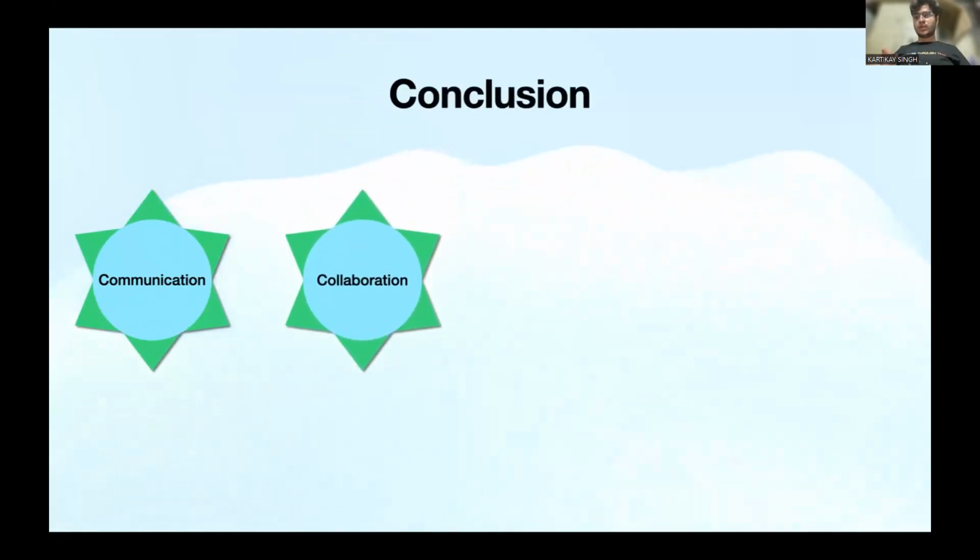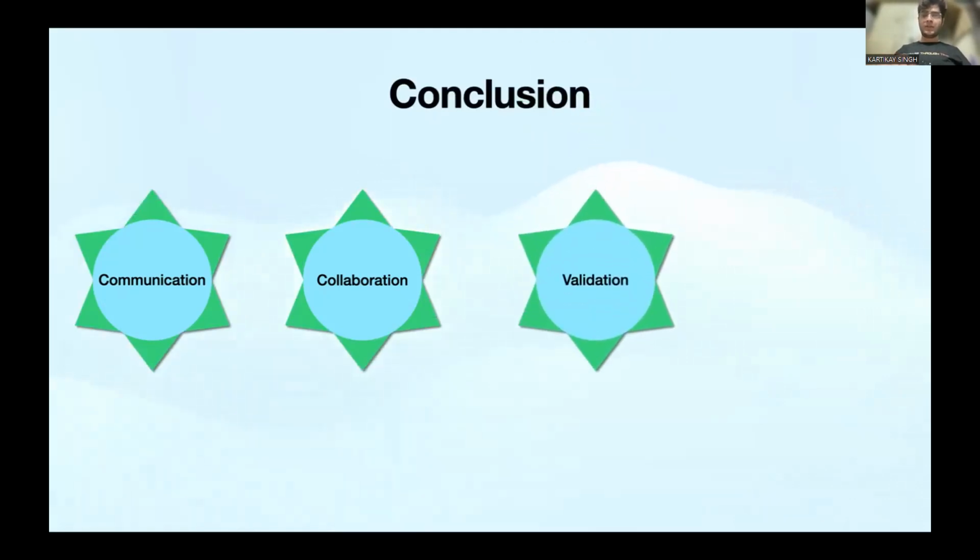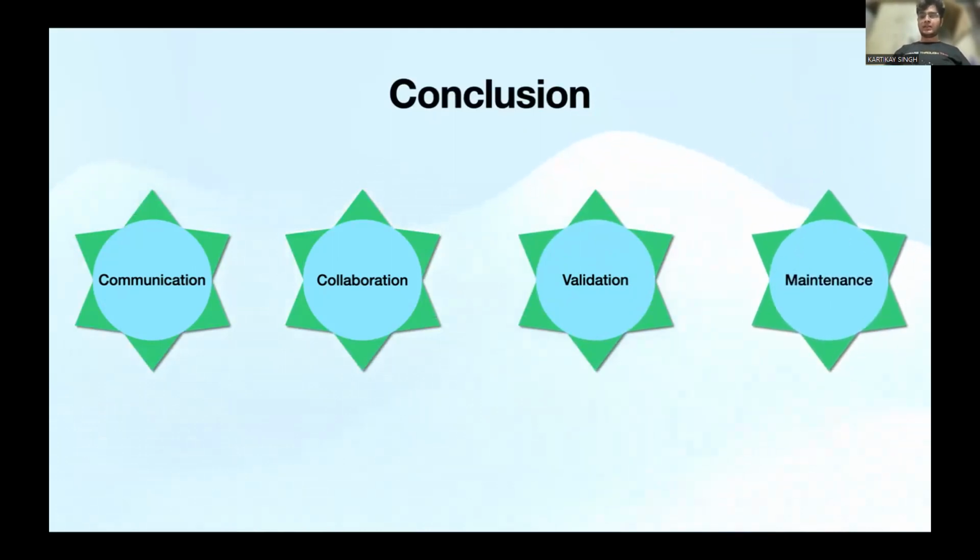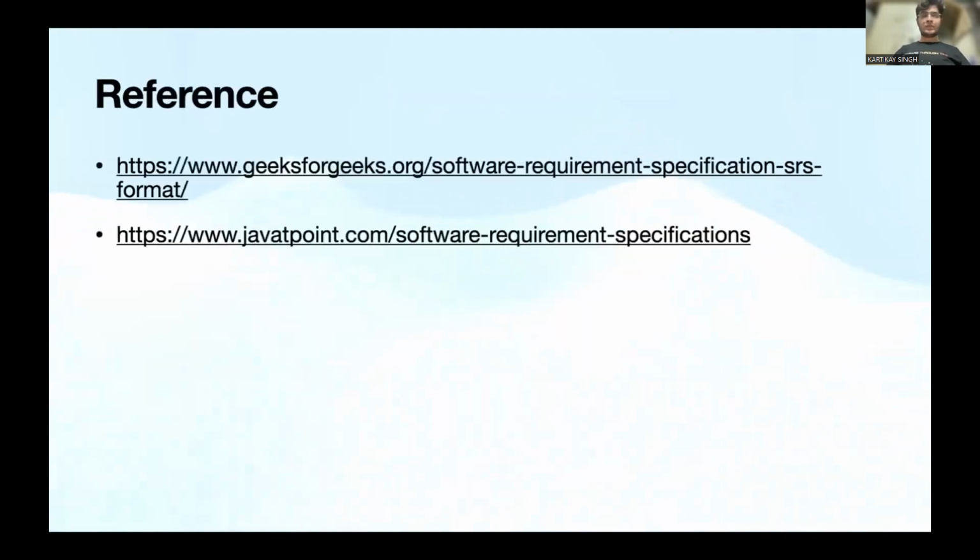Collaboration: maybe in a project there are many developers, and they have to collaborate somehow. So it is good to have a single document from which all the developers can see and develop the application. We'll be able to validate our application and verify whether it is correct or not. And at last, it will be easier for us to maintain the application, and for other developers also in the future.